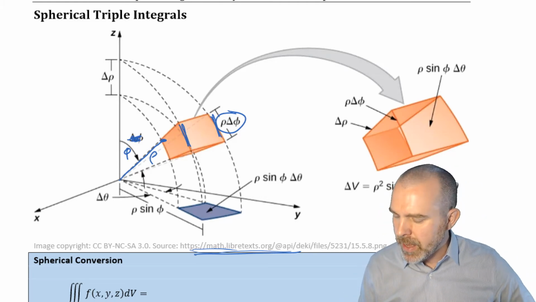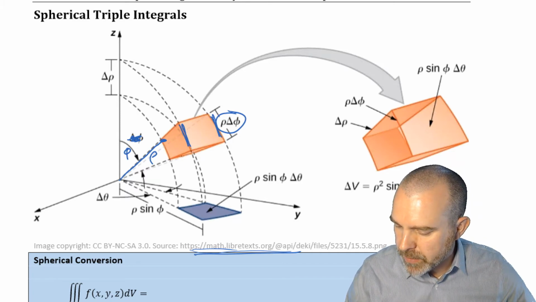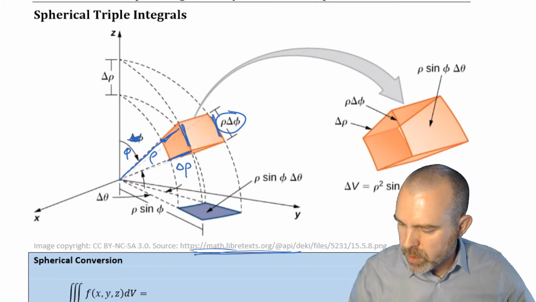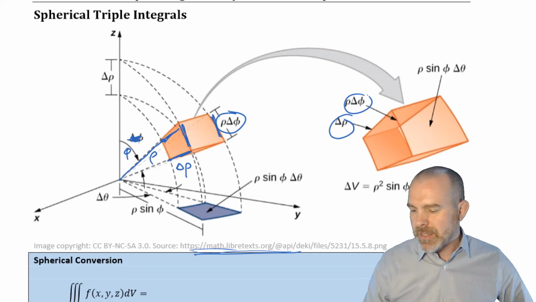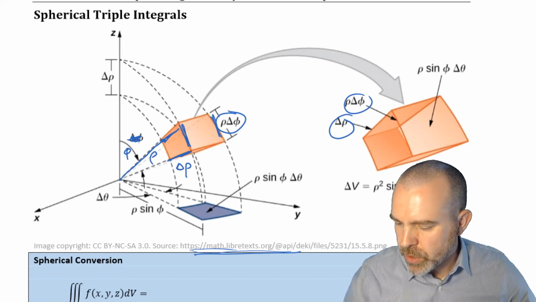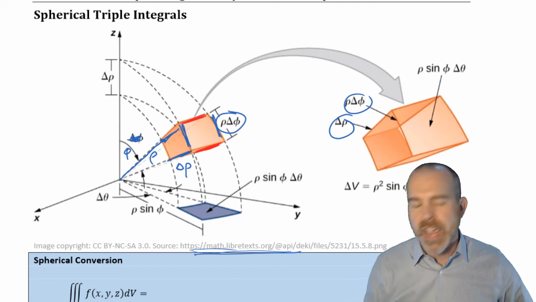Second, we have the change in radius, which is relatively straightforward. That would be this dimension. So that would be delta rho. Okay, so far so good. It's that third side that is the most challenging. This one over here. That one's the most challenging.